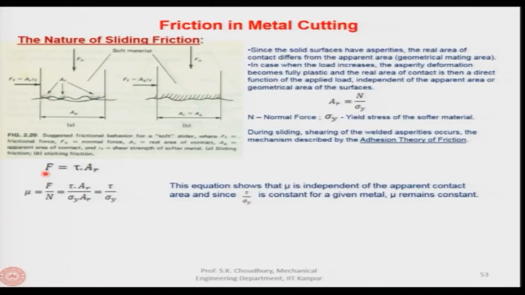Now, the adhesion theory of friction gives you an equation for F, the friction force, which is equal to tau into AR, where AR is the real area of contact. Therefore, mu, which is F by N, can be given as tau AR divided by N. We found AR to be N divided by the yield stress of the softer material, so AR gets cancelled, and mu is tau divided by sigma y, the yield stress of the softer material. This equation shows that mu is independent of the apparent contact area.